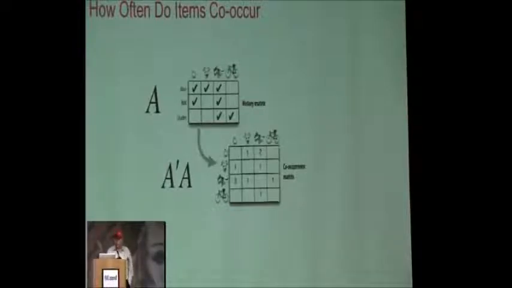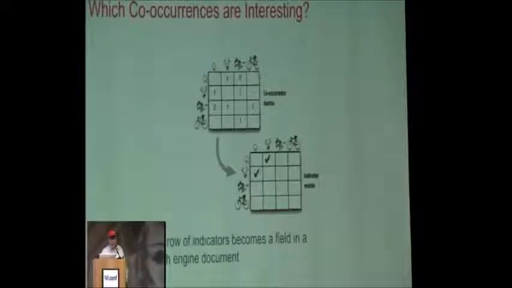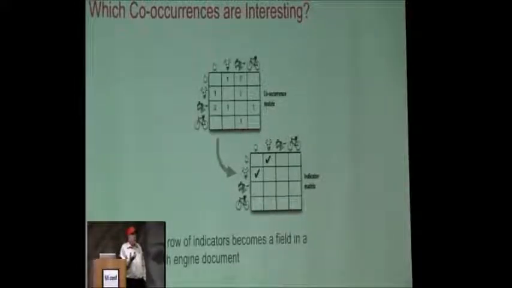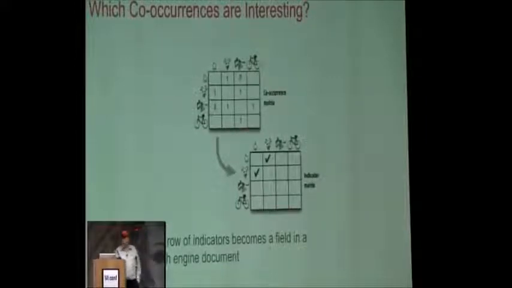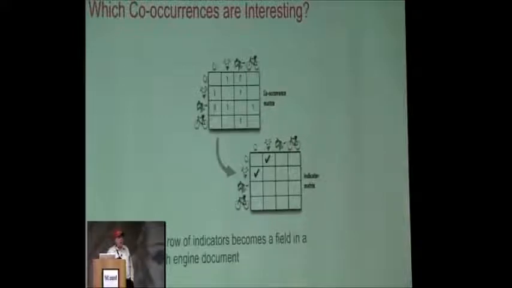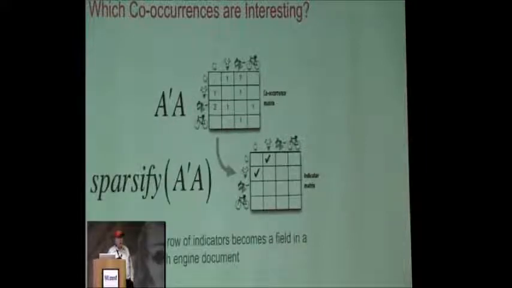This basic operation is the heart of the puppies and ponies style of recommendation, and you can now see, by the way, the puppy and the pony up there. And then the next step is we reduce the co-occurrence matrix to what we call significant co-occurrence or indicators. And then those indicators, each row becomes a field in a retrieval document. A transpose A becomes sparsified using a test that I'll show in a moment.